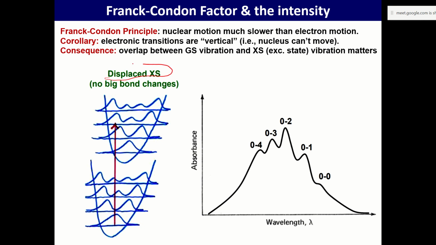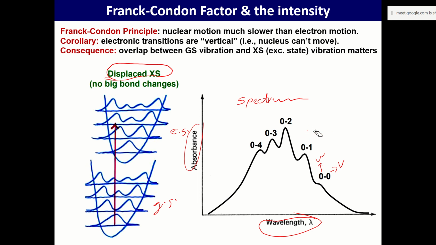So we are discussing the excited state which is displaced compared to the ground state. The Franck-Condon principle is just this. What you can expect is the absorption spectrum, absorbance against wavelength, and these are the transitions. These are the different vibrational quantum numbers, v and v prime.